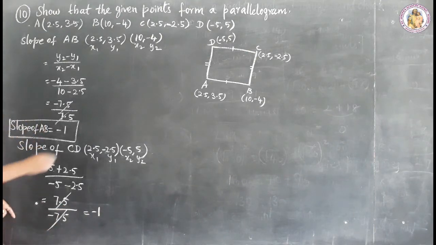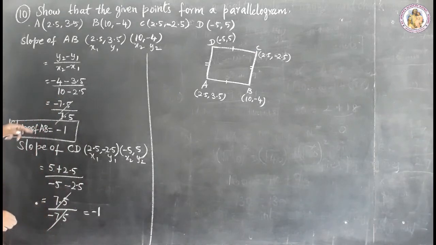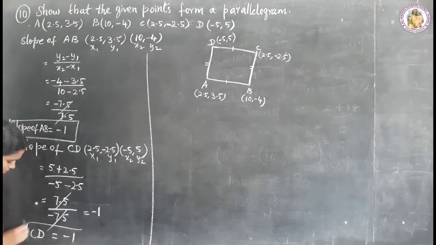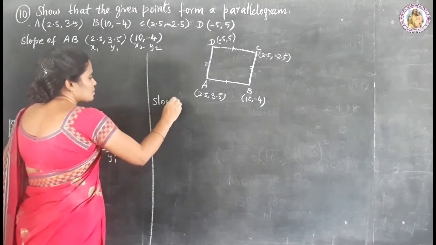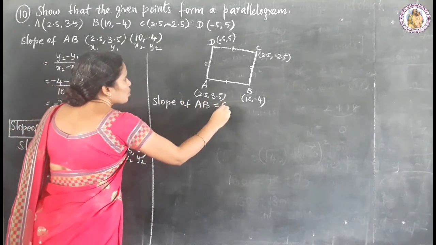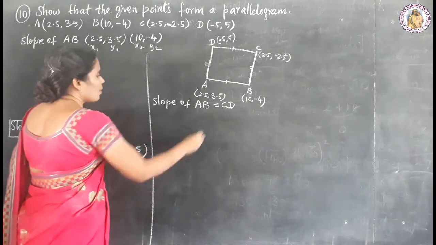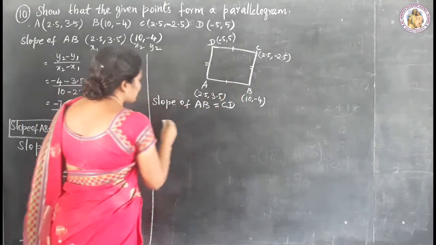Now here you can see slope of AB is equal to -1, and slope of CD is equal to -1. Therefore slope of AB is equal to slope of CD. Okay, now let us find slope of BC.